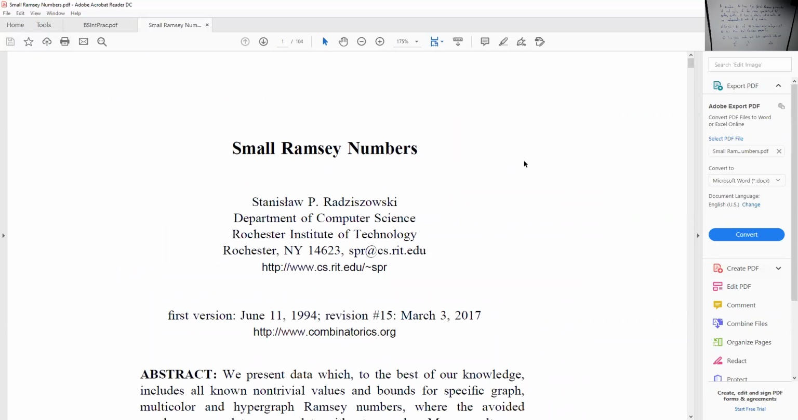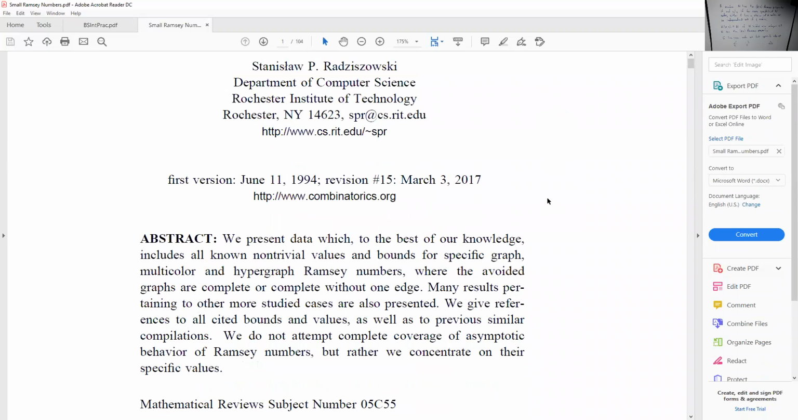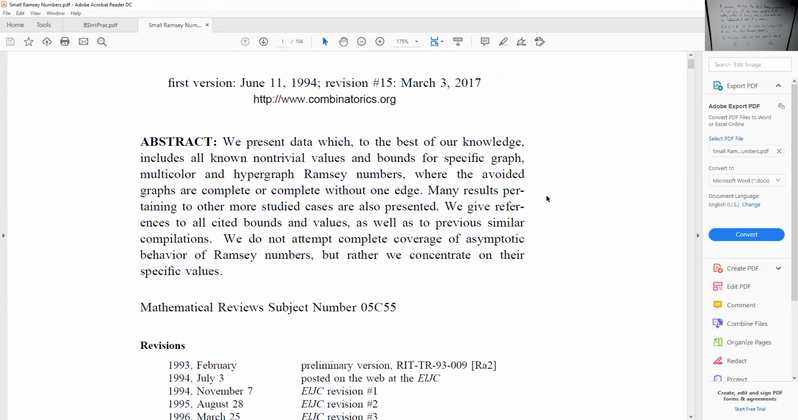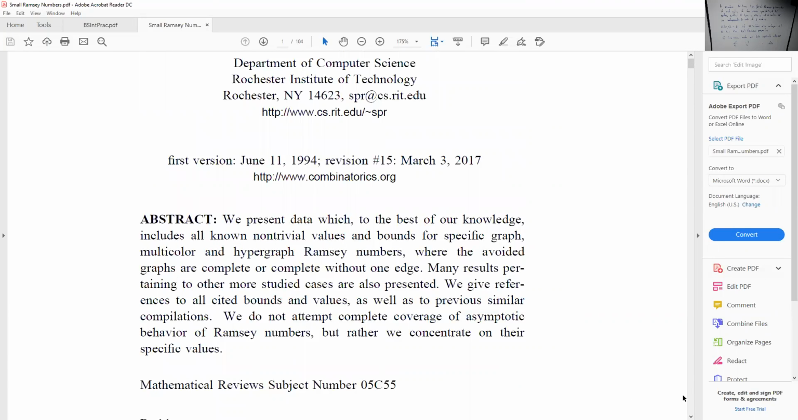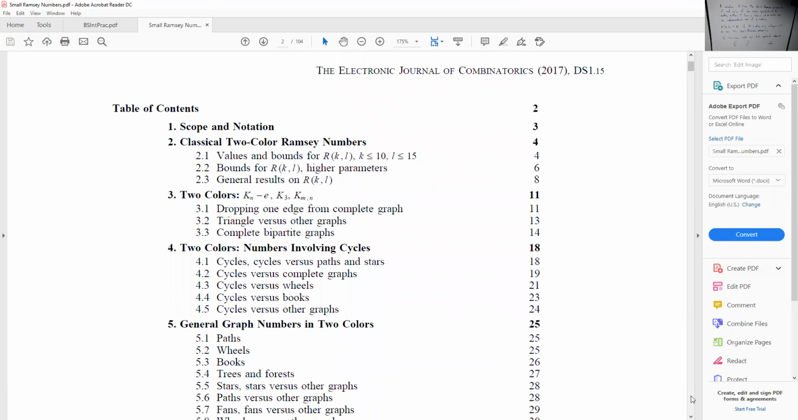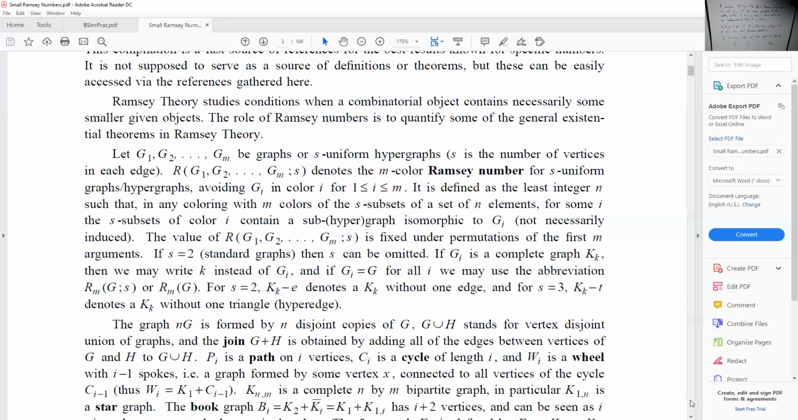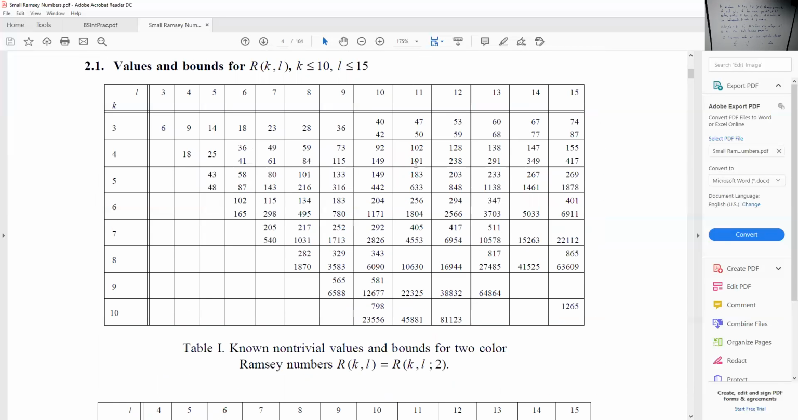So this paper is not a paper in and of its own right, but it's a compilation of all of the known information out there about small Ramsey numbers. And small Ramsey numbers means, you know, P and Q are not more than like 20. And it is huge, and it gets updated every few years. As far as I can tell, 2017 was the last time it was updated. And so I wanted to show you some of these Ramsey numbers here.